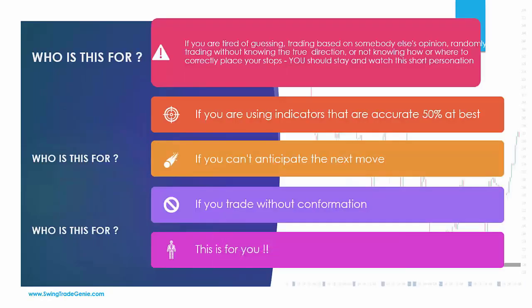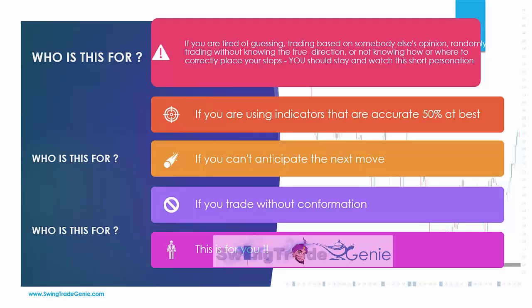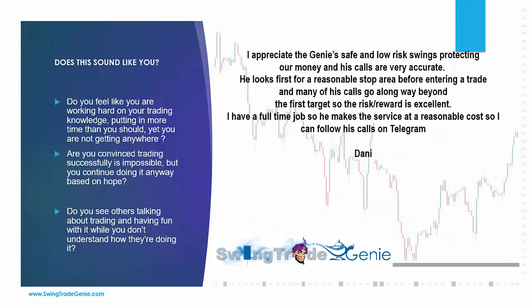So if you're tired of guessing, trading based on somebody else's opinion, randomly trading without knowing the true direction of the market, or not knowing how or where to correctly place your stops, you should stay and watch the rest of this short presentation. If you're using indicators that are accurate only 50% of the time at best, well then this is definitely for you. If you can't anticipate the next move of the market, if you're not sure when and where it's going to happen, this is definitely for you. If you're trading a methodology that doesn't have some type of confirmation that you can trade with confidence, then this is definitely for you.